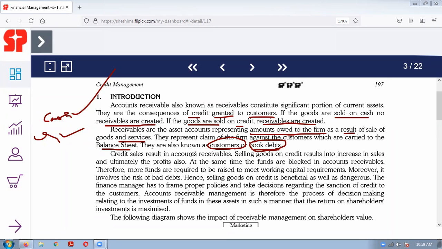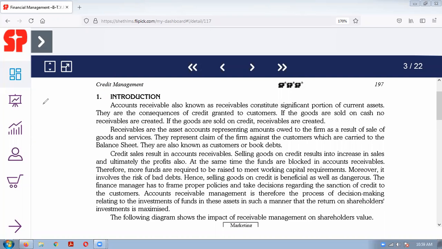So credit sale results in accounts receivable. Selling goods on credit results in an increase in sales and ultimately the profits also. When a sale is done, the entry will normally be cash account debit or bank account debit to sales account. This is the entry in case of cash sales. But if you are doing it on receivable basis, that is credit basis, you will debit the customer account, that is debtors account, debit to sales account.